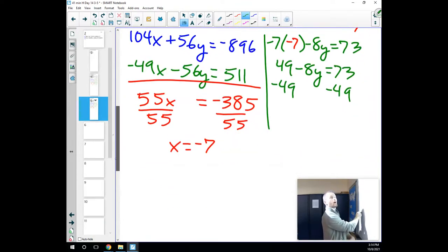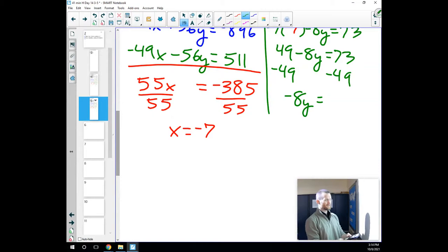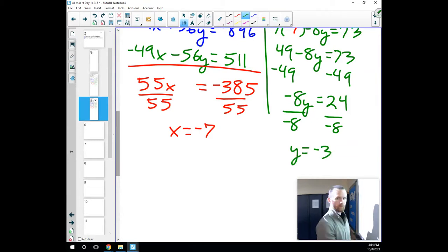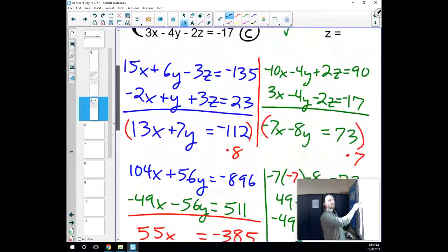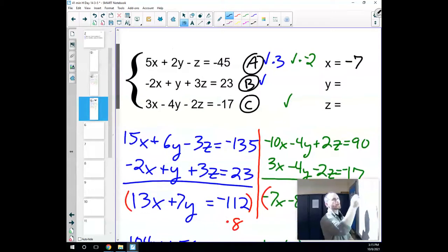We get negative 8y equals, that's going to be 24. Is that right? 73 minus 49? Yep, 24. Divide by negative 8, and we get y equals negative 3. And we got our second value, y equals negative 3. Let's add that to the answer line, and we are just about done. What was it? y equals negative 3. I always forget them so quickly. Negative 3.